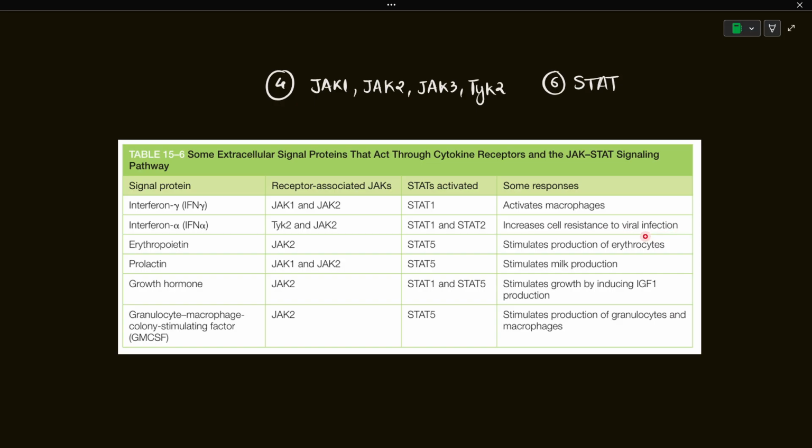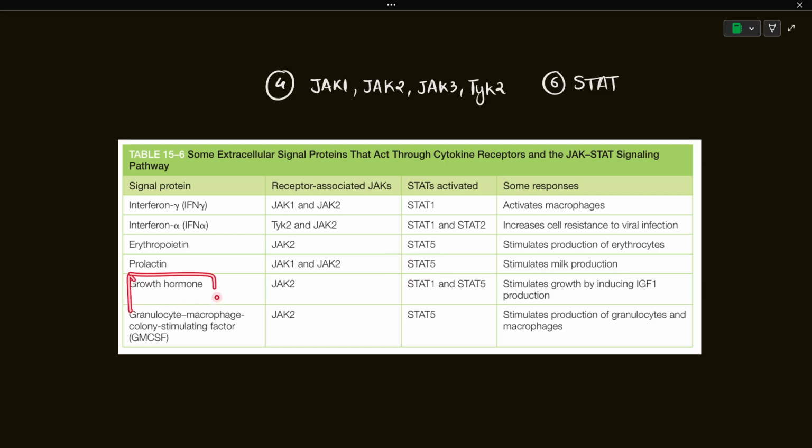Those Janus kinases are being activated, and they will activate STAT1 and STAT2, which will increase the cellular resistance to viral infection. The erythropoietin, this hormone, the receptor for this will be associated with Janus kinase 2, JAK2, and it is going to activate STAT5, which will stimulate the production of erythrocytes. So this erythropoietin is very crucial for the production of erythrocytes, meaning the RBCs. Okay, so I already explained prolactin. Prolactin receptors will be associated with JAK1 and JAK2. They will activate STAT5, and that is going to stimulate milk production.